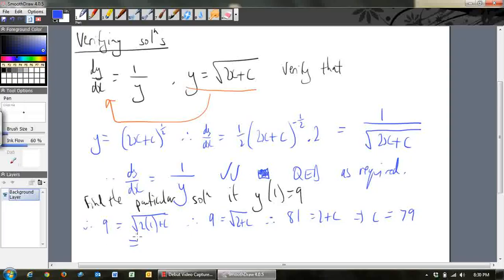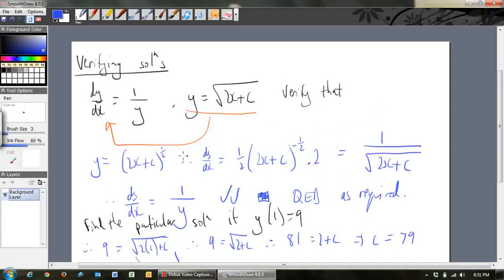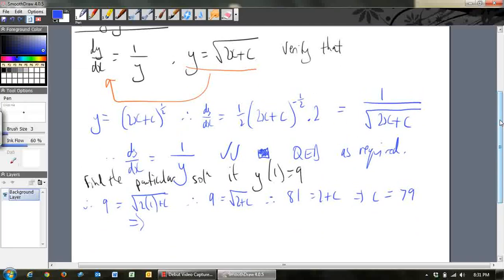Therefore, c equals 79. So therefore, our particular solution, I just hate how it does that. Hit the button and it just grabs the screen. I should try to not hit that button, shouldn't I?